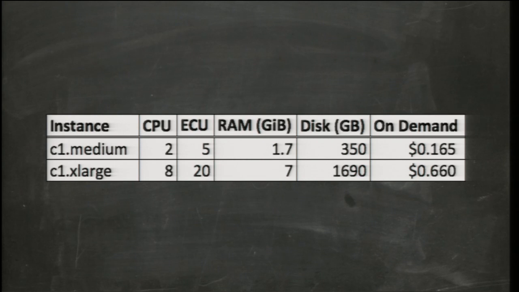And if you saw the Animoto talk this morning, they talked about how they were sending some jobs to C1 medium because they were stranding resources on the C1 extra large. It does save a lot of money there.